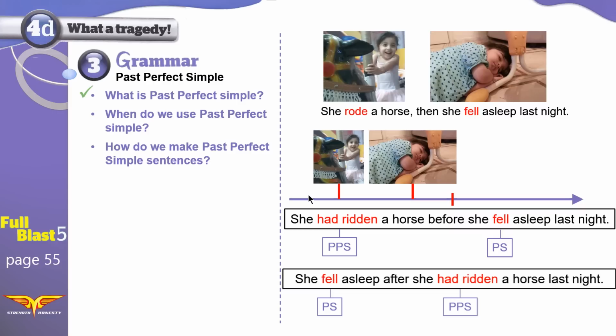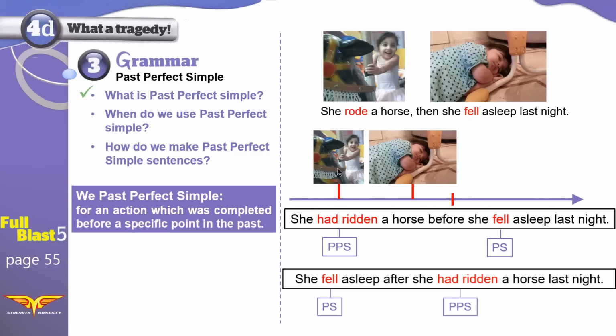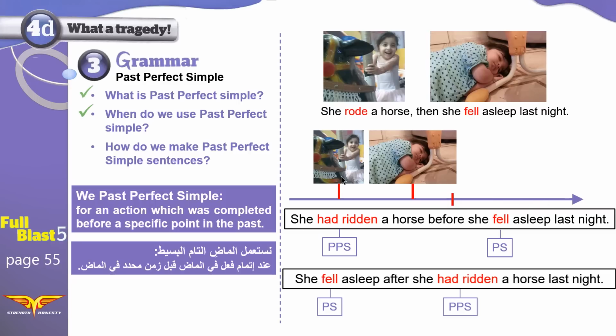We use past perfect simple when we have two actions both happened in the past. We give past perfect simple to the one that happened first in the timeline, even if it was mentioned second in the sentence, but still in the timeline it happened first. Doesn't matter if you put it first in your sentence or if you put it second in your sentence. That doesn't matter. That's not important. The important thing, did it happen first in the timeline? If yes, give it past perfect simple. Very good. Now, how do we make these past perfect simple sentences?